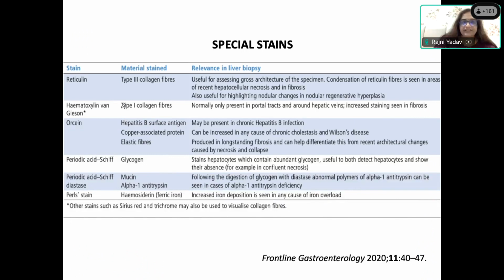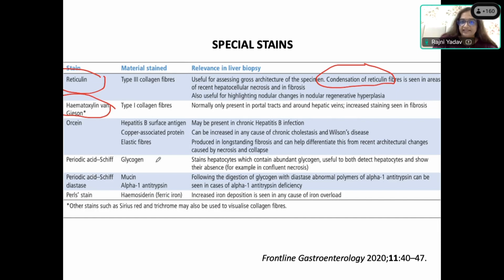The special stains I was telling you about, the reticulin. How does reticulin help? The condensation of the fibers will happen in the acute changes also, and in the chronic. If there is an acute failure and there is necrosis of a patch of hepatocytes, then also your fibers can be condensed, and when there is fibrosis, then also. To differentiate acute versus chronic, you will need a Masson's trichrome, the hematoxylin van Gieson or a Sirius red. These three stains are used for type 1 collagen. They will tell you how much is the true fibrosis. Then PAS, I told you, so PAS and PAS with diastase can be used.